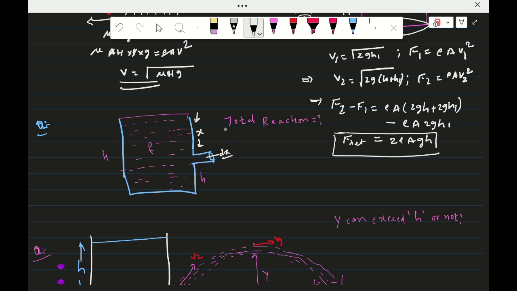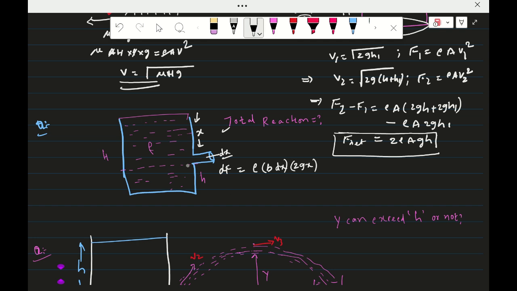Then what is the reaction force? The total reaction force, how much? In that case, due to this small slit, the force df is equal to the force due to this small slit, which is equal to the same rho a v square. Rho into a is equal to b into dx. V square means 2gx.